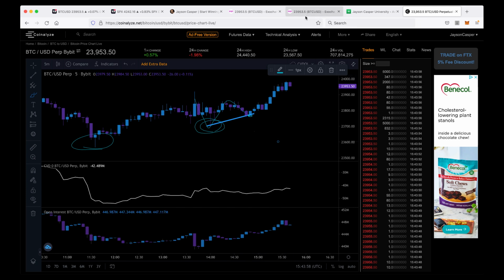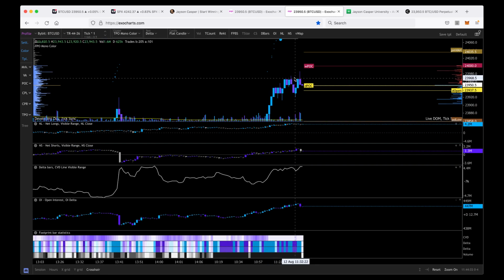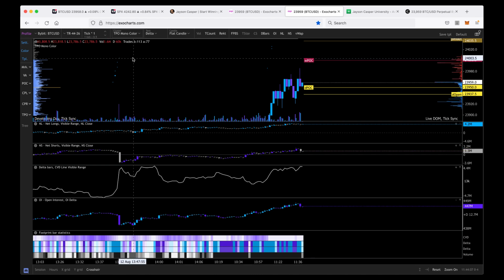Speaking of that, let me come over to this chart here and see what is happening right now. We have some shorts closing out.